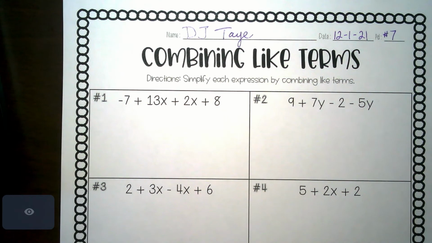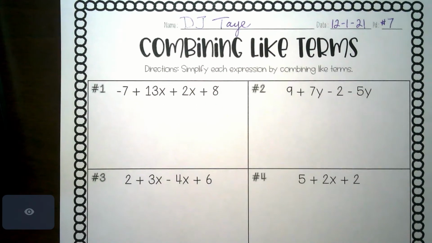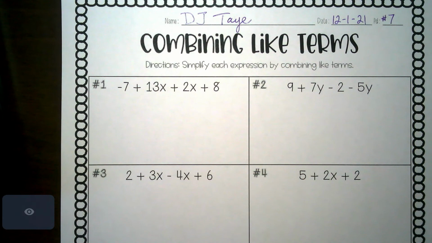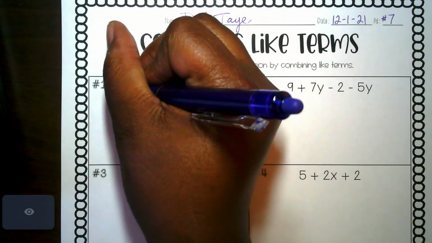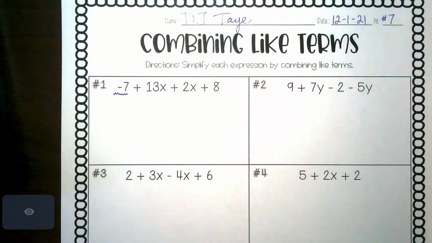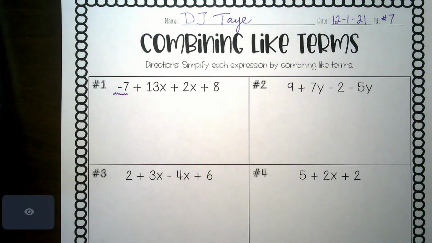All right, so let's look at this. Number 1, -7 plus 13x plus 2x plus 8. So I'm going to look at this first term, and I see the first term is -7. I like to do something interesting to it. So this first term, I am going to put a squiggly underline there. Now, I see that -7, even though it's negative, it's still a constant. Remember our parts of an expression. This is just a number, so it's a constant.